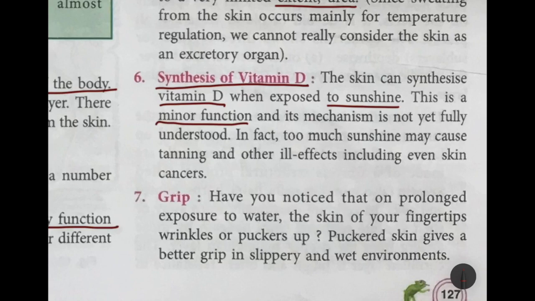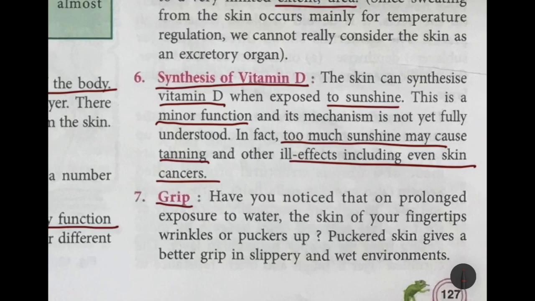Now, too much sunshine may cause tanning and other ill effects, including even skin cancer. So it is not good to stay in the sun for a long time. We only need to stay in the sun for a little while, which will suffice for making vitamin D.